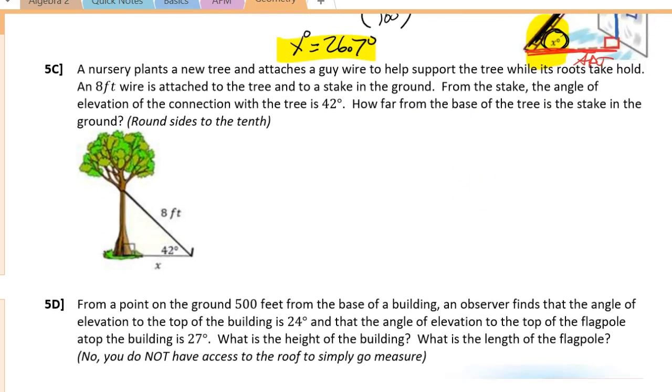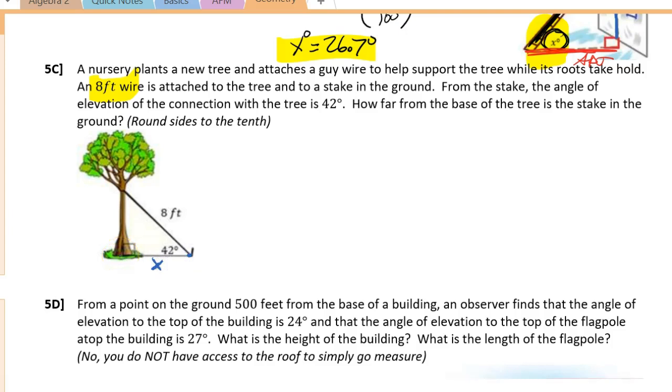A nursery plants a new tree, and attaches a guy wire, so like a support wire, to help support the tree while the roots take hold. An 8-foot wire, so the wire is 8 feet, is attached to the tree and to a stake on the ground. From the stake, the angle of elevation from ground to the connector place is 42 degrees. How far from the base of the tree is the stake? Okay, so we're trying to figure out this unknown distance from the stake to the base of the tree.